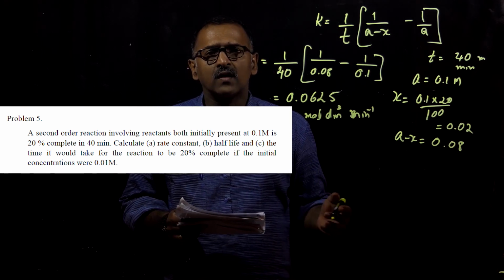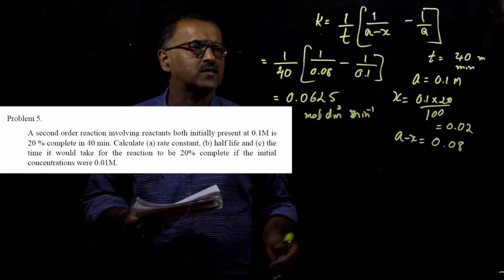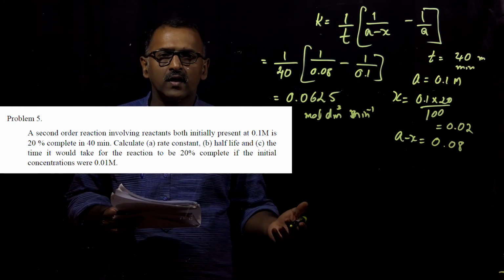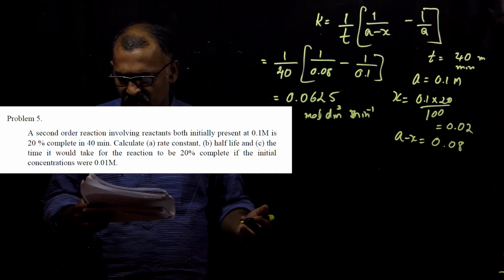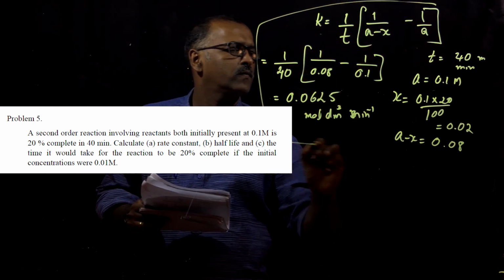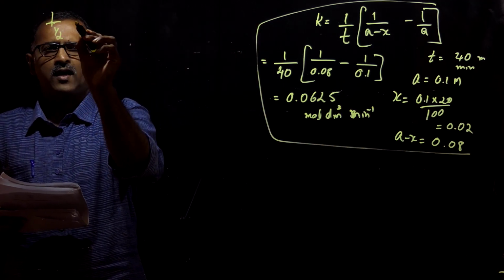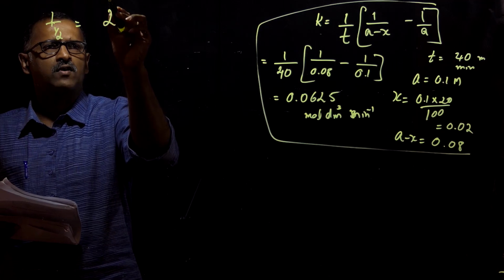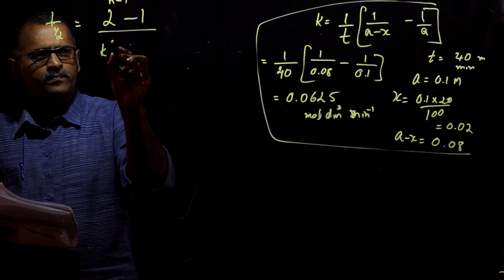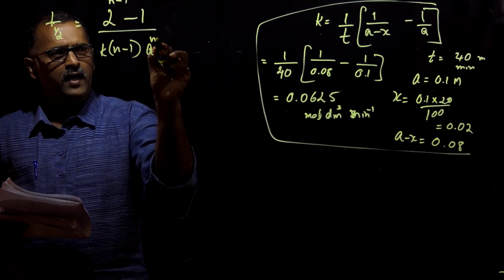Now our second one, the second division of that problem, is to find the half-life of that reaction. To find the half-life, we have already derived in the previous lectures. What is the half-life of an nth order reaction? We will go for an nth order one. Half-life of nth order reaction, t half, is equal to 2 to the power of n minus 1 divided by k (n minus 1) a to the power of n minus 1.